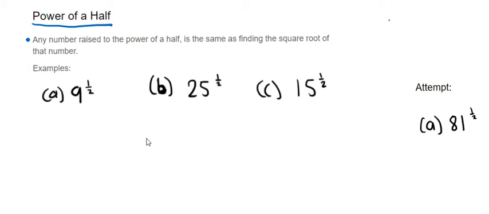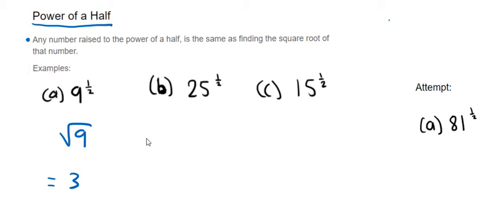Hi guys, so this is a video about a number being raised to the power of a half. So any number raised to the power of a half is the same as finding the square root of that number. So 9 to the power of a half is our first example here. So 9 to the power of half is actually the same thing as the square root of 9. And then you should know that the square root of 9 is actually 3, because 3 multiplied by itself would give you back 9.